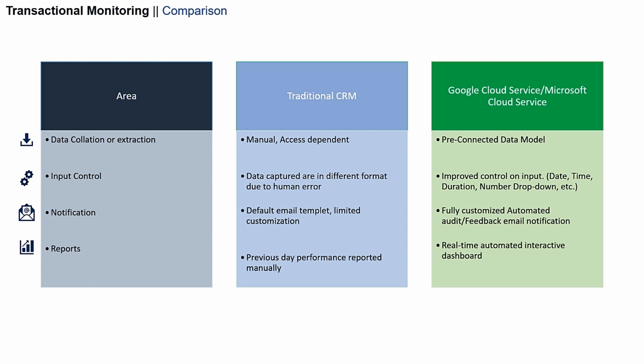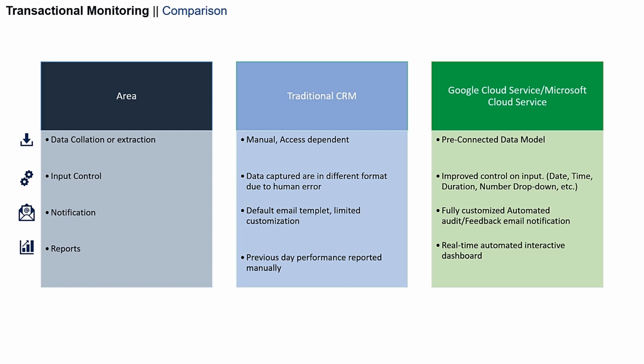Another limitation that we see on the traditional CRM is that it gives very little control on the input that we capture. Most of the time it comes with either a drop-down or free text, whereas if I use Google Cloud Services, I have complete control over what the user is giving as input. It has multiple options like date, time, duration, number. There are certain drop-down fields that we can use, and we can also create settings for other field text as well.